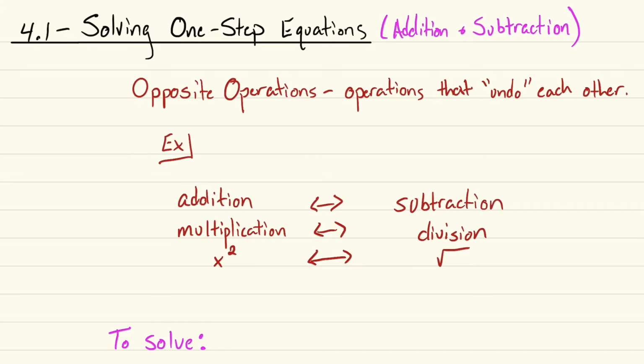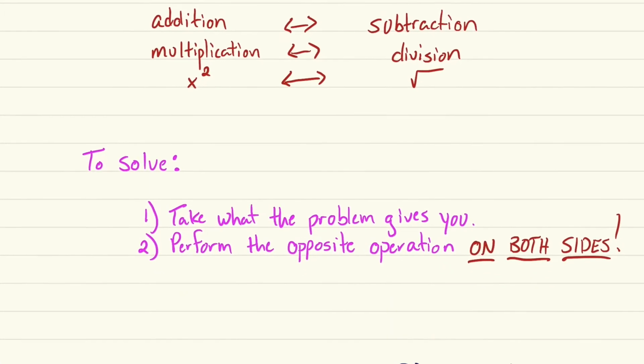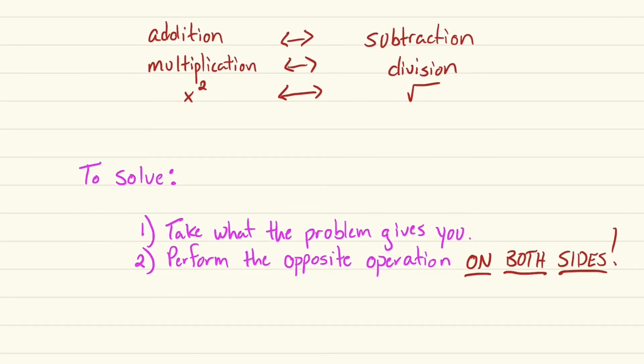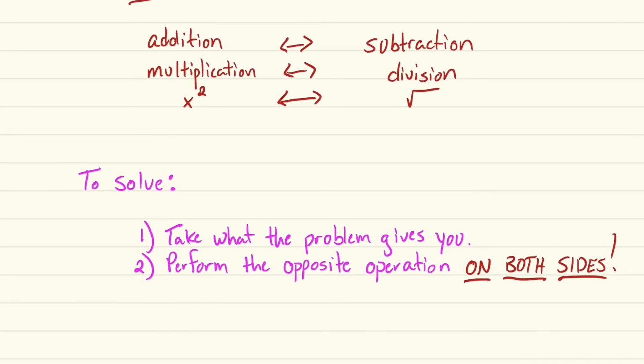Now, with that being said, we have a couple different ways that we can solve the problem here. Whenever we solve the problem, the first step is just take whatever the problem gives you. Don't freak out based on how a problem looks. Just read the problem, maybe even reread the problem, and then take whatever it gives you. If you see addition, then you know you have to do the opposite operation. If you see subtraction, cool, you know you have to do the opposite operation.